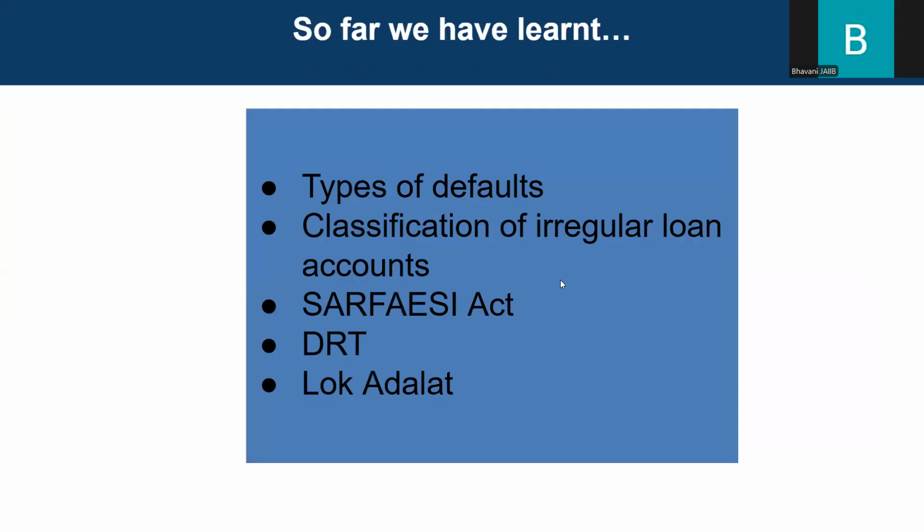So far we have learned about the types of defaults. First we learned about the moratorium and then the types of defaults, and then the classification of irregular loans and the provisioning of irregular loans, the SARFAESI Act, the DRTs, Lok Adalats, and then the recovery agents.